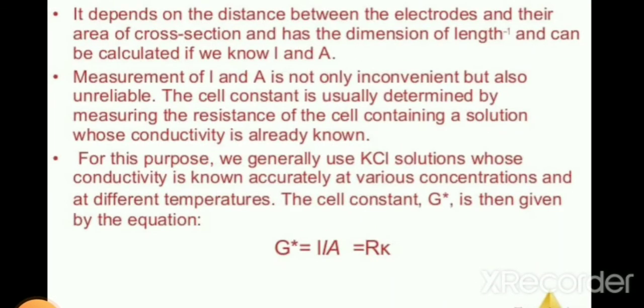How do we get the cell constant G star as equal to R kappa? For that, consider the equation R is equal to rho into L by A. L by A is G star. So R can be written as equal to rho into G star. So from this we get G star is equal to R by rho. R by rho means R into 1 by rho. What is 1 by rho? Kappa. So we get G star is equal to R kappa.